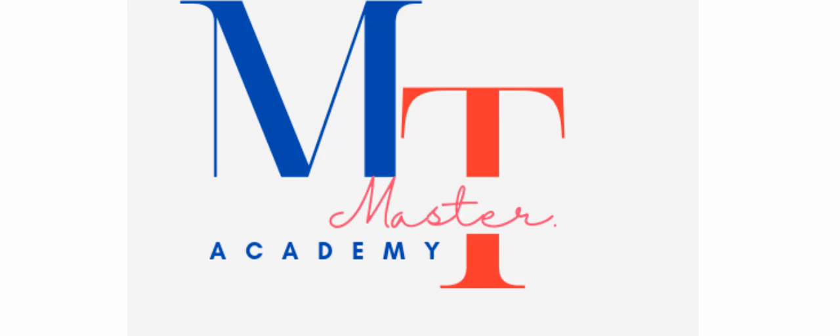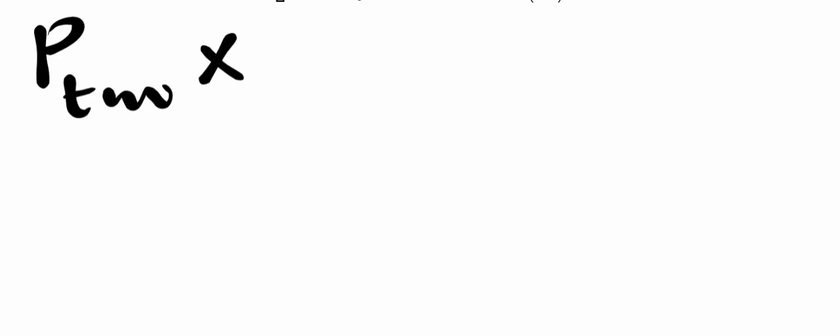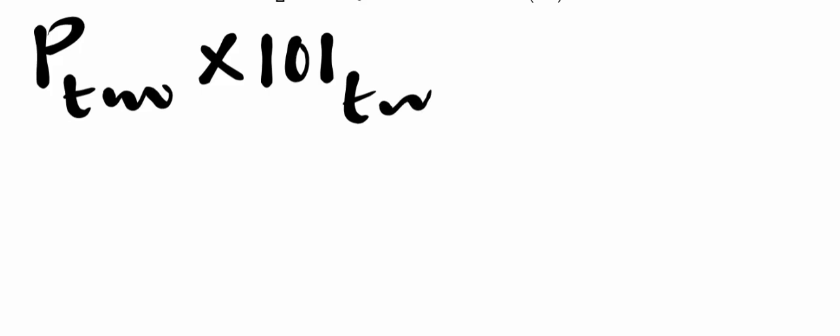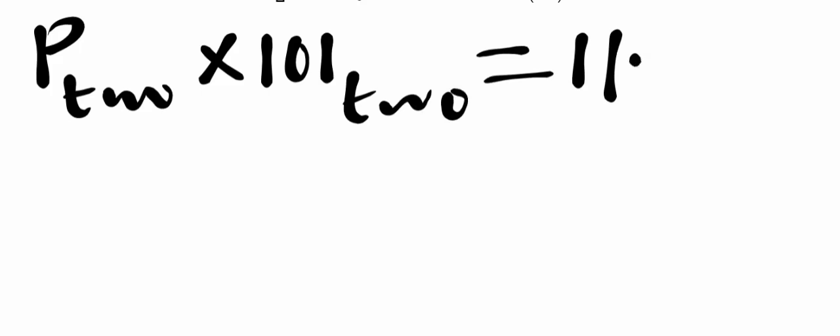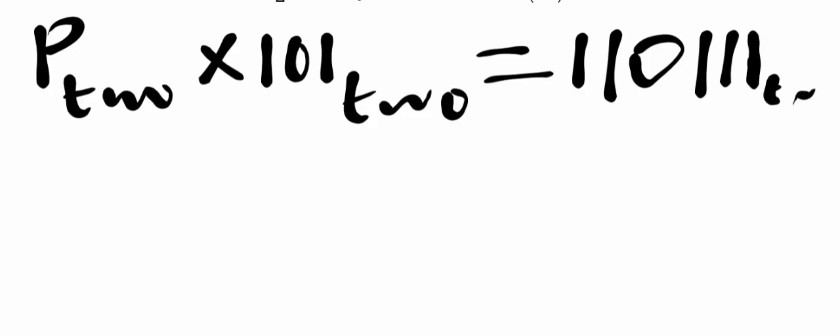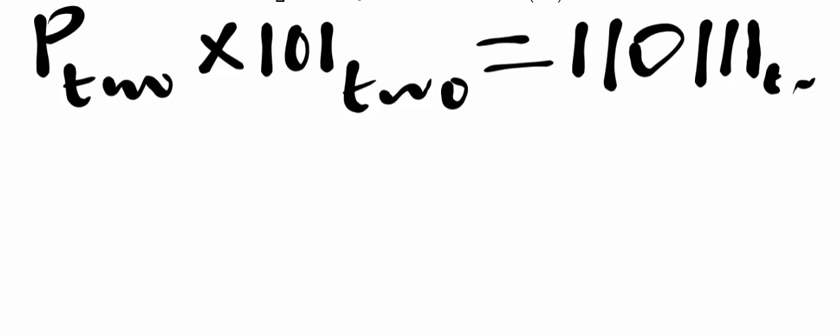Question number 1 says: find the value of P if P base 2 times 101 base 2 is equal to 110,111 in base 2. So we have to solve this given that the numbers are in base 2.